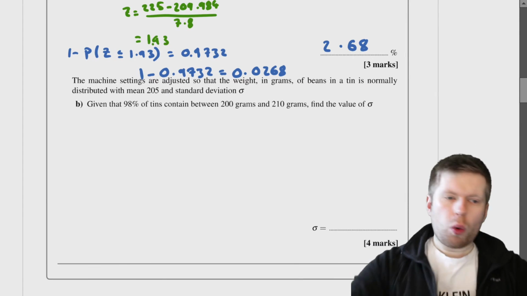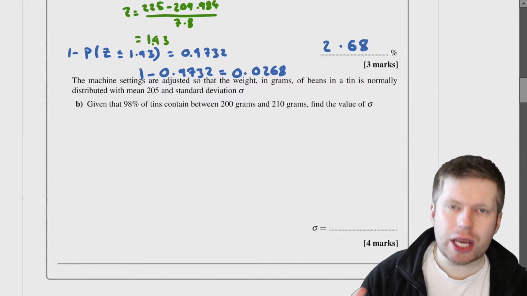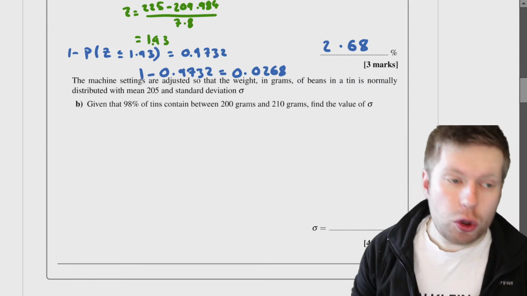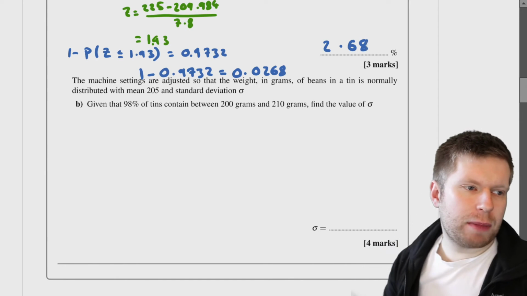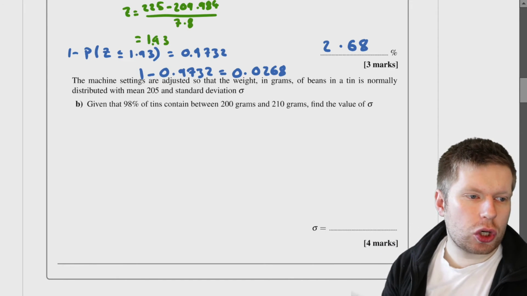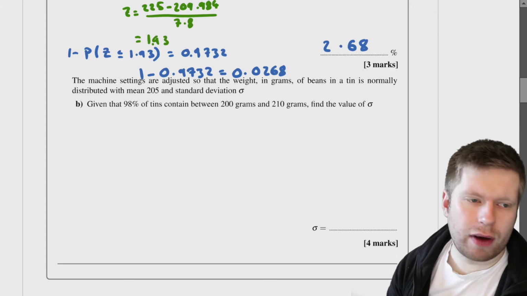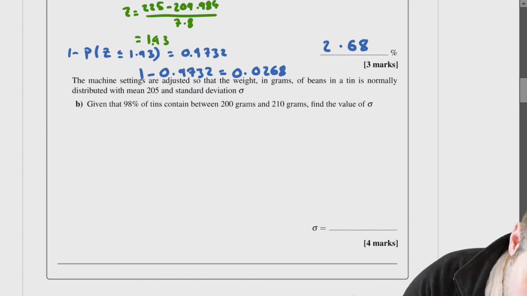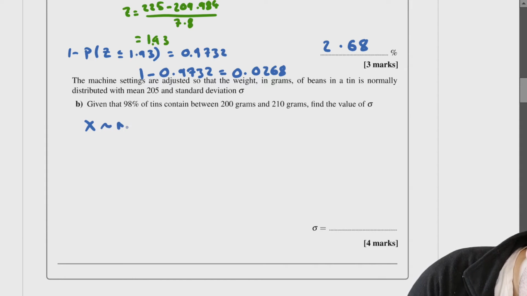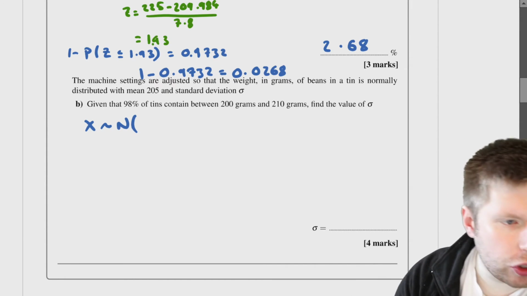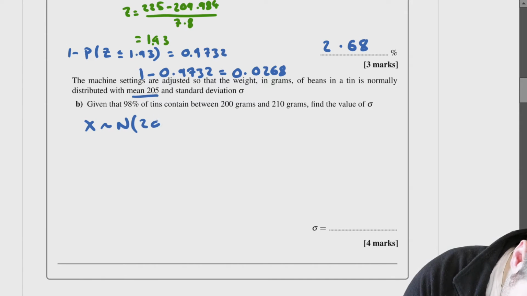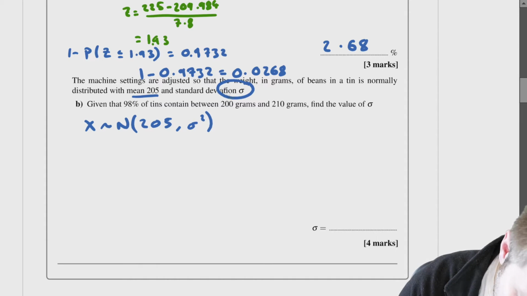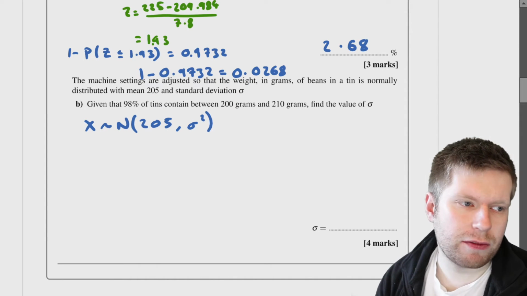Now it's a bit of a backwards question. We're basically told we recalibrate the machine, we readjust the machine, and we now have a new mean and a new standard deviation. So we've been given some new information that 98% of beans in a tin contain between 200 and 210 grams. We now need to find the value of the standard deviation. I'm still going to use x, but I'm going to write down the new distribution. So I now know that the new mean is 205 and the standard deviation is sigma, which means the parameter that goes there has got to be sigma squared. Remember, it's got to be the variance.